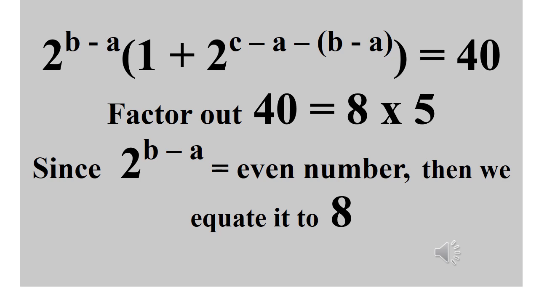So now if we factor out our 40 to be 8 times 5, which will give us 40, since 2 raised to power b minus a will also be an even number, no matter how you solve it, it will end up being an even number. So we give it 8 being even number as well. So we equate it to 8. So we have 2 raised to power b minus a equals 8, and then we equate the other one to 5.